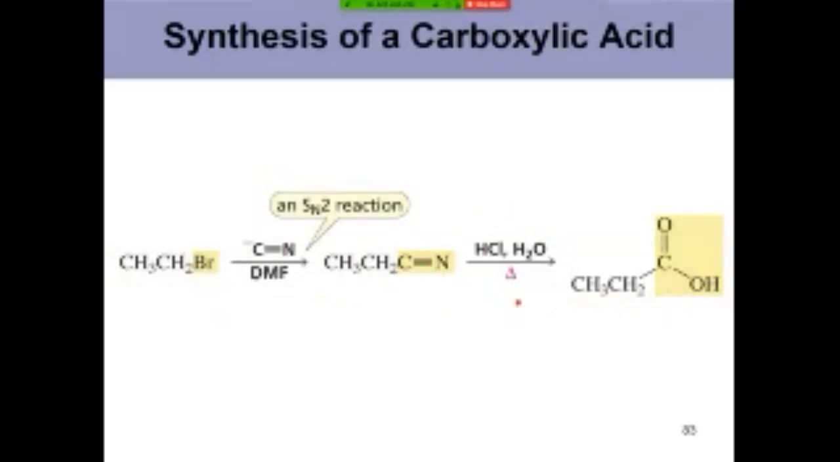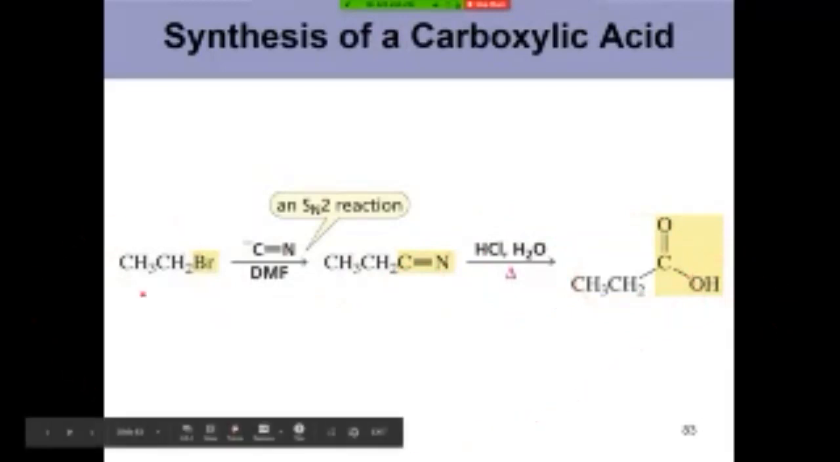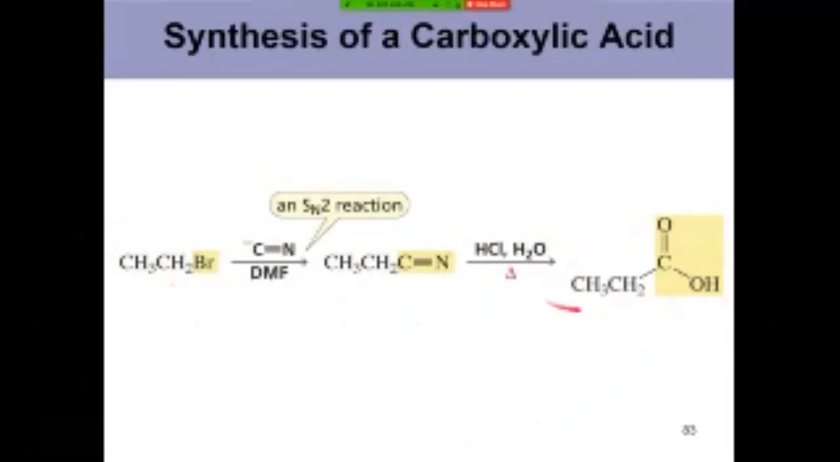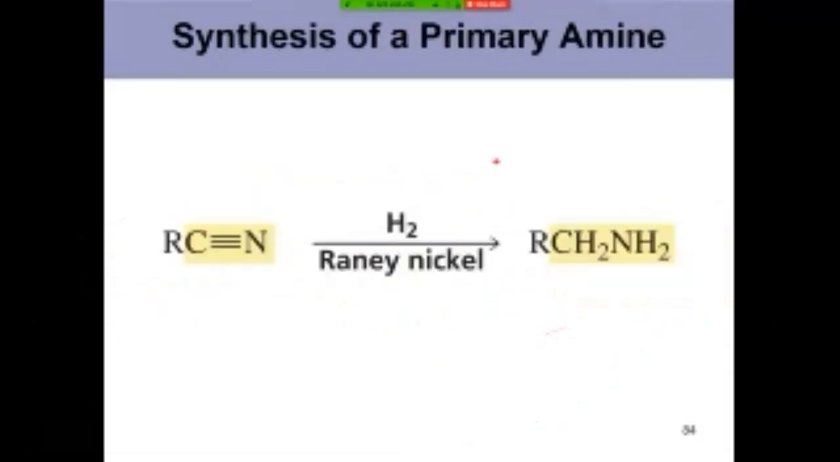So now we've got something in our synthetic toolbox to make a carboxylic acid from an alkyl halide. Just notice when we do that via this method, we get one extra carbon: 3 carbons over here, 2 carbons over there. We can also use a nitrile to make primary amines. This is called a catalytic hydrogenation. We talked about Raney nickel in the past for some of our hydrogenation reactions. You can take a nitrile, hydrogen and Raney nickel, convert it to a primary amine, and we've seen some of the synthetic applications of those as well.